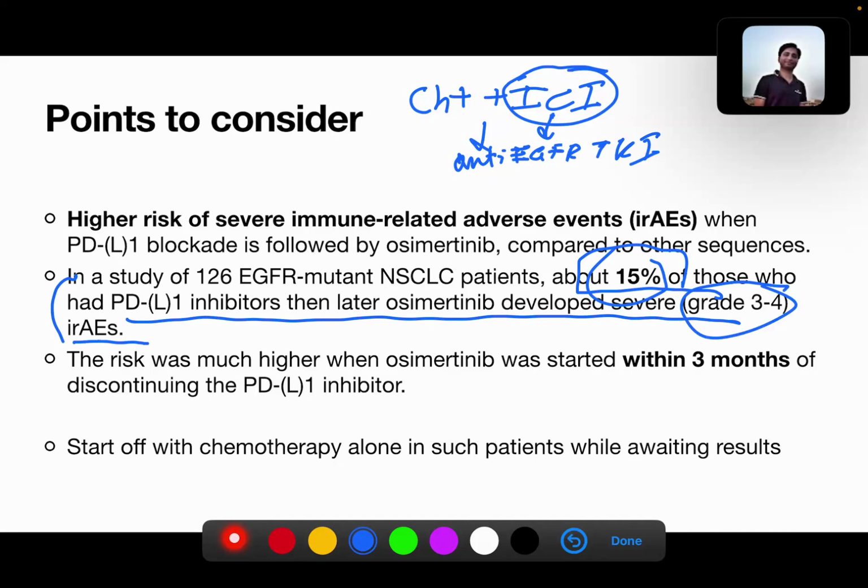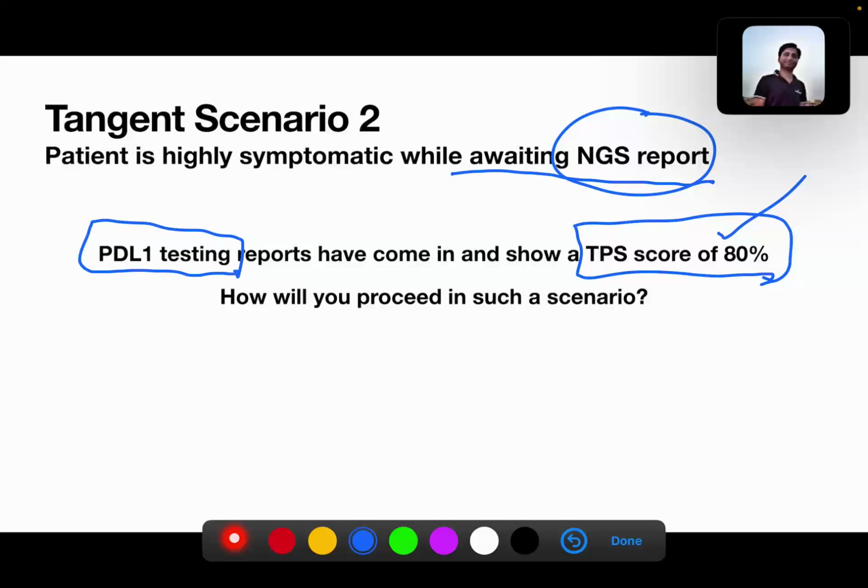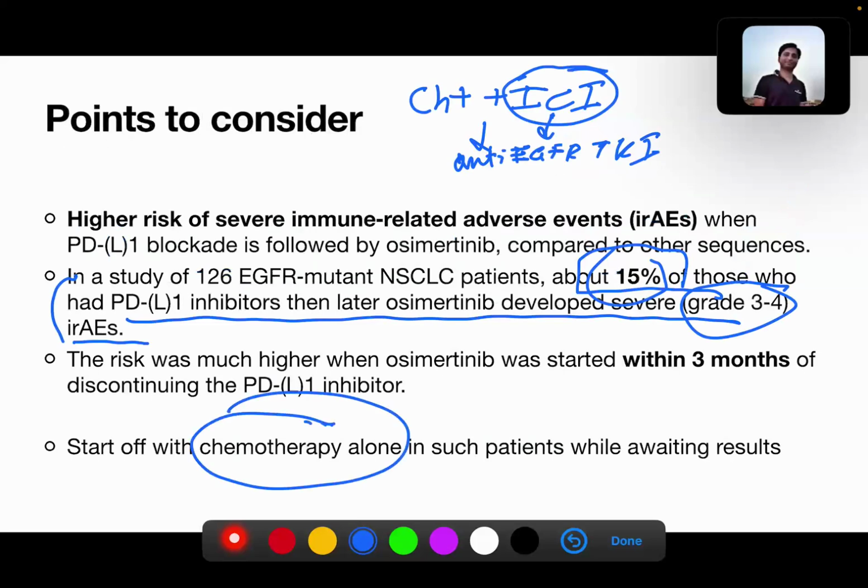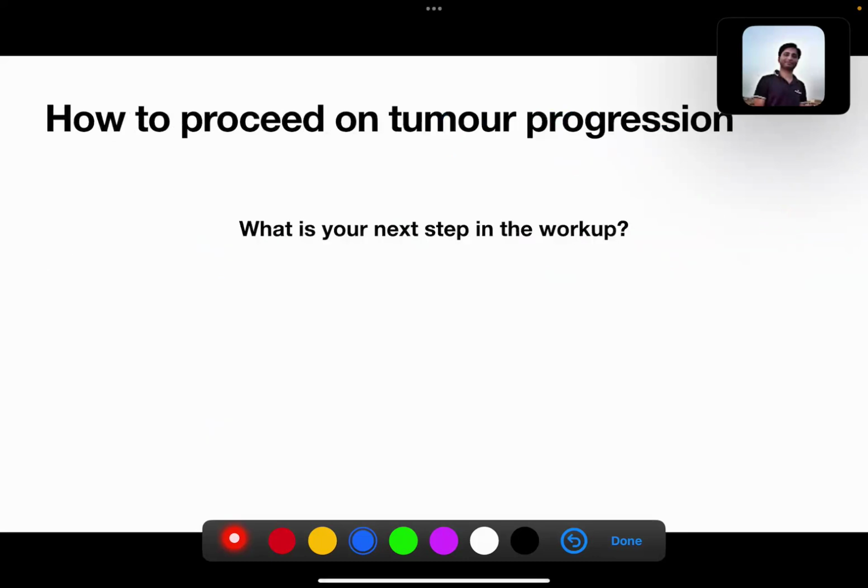autoimmune side effects. So that is why in such a scenario, right, you should always start off with chemotherapy alone instead of starting off with chemotherapy plus ICI. Even though the TPS score is high, wait for the NGS report, because if there's a driver mutation, you might not be able to switch over to osimertinib right away. So always start off with chemotherapy alone. Don't add the ICI. Wait for the NGS report. Then, if there's no driver mutation, you can add the ICI. If there's a driver mutation, you can stop chemotherapy and switch over to the anti-EGFR TKI. I hope you understood that.